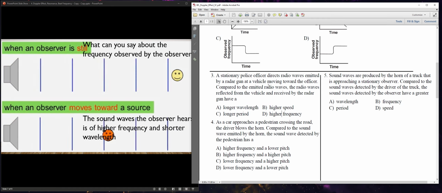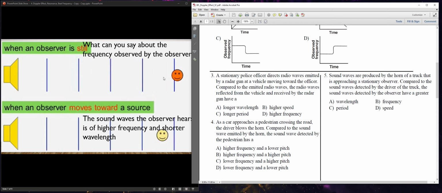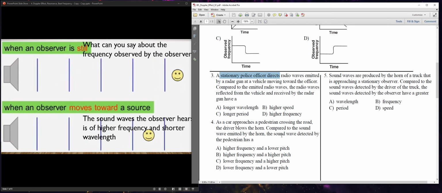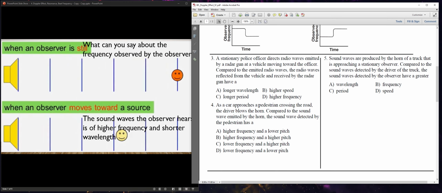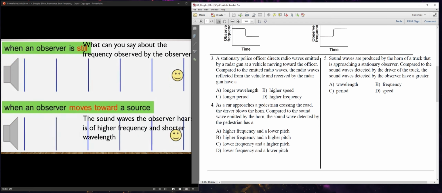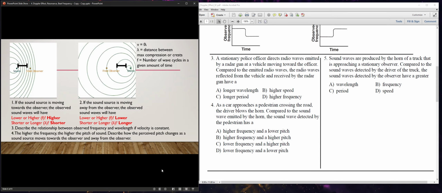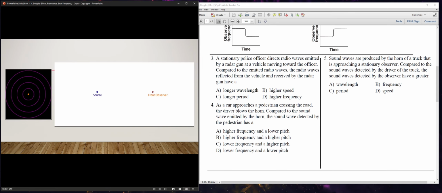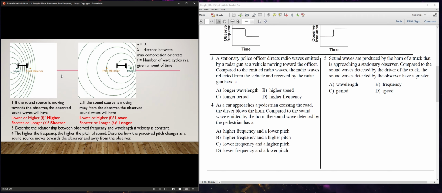I would always pay attention to what the question is asking. This question right here is referencing this. The observer is the stationary police source. That's your sound source. As a car approaches a pedestrian crossing the road. So number 4 is referencing this right here, this GIF. The source is approaching the observer.